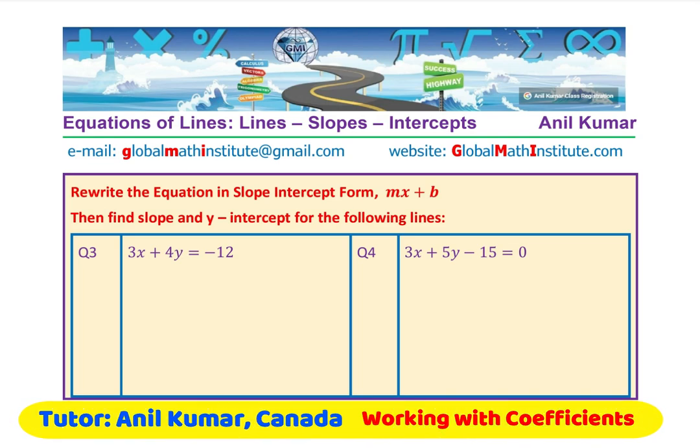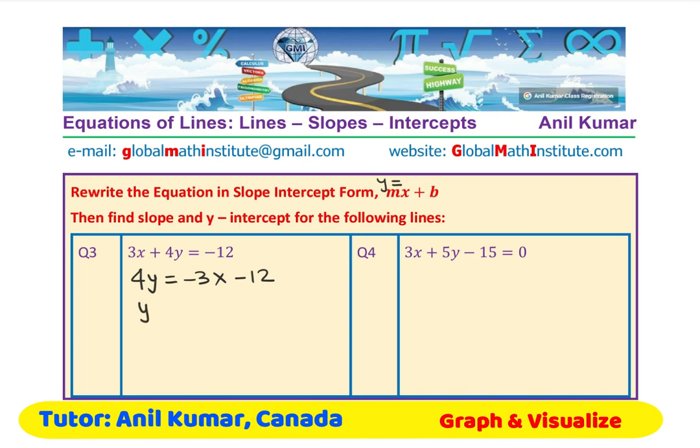So now we have 3x plus 4y equals minus 12. We need to isolate 4y first. So 4y will be minus 3x. Do you see every time I'm writing x first, right? It helps, since we are looking into the form y equals mx plus b.